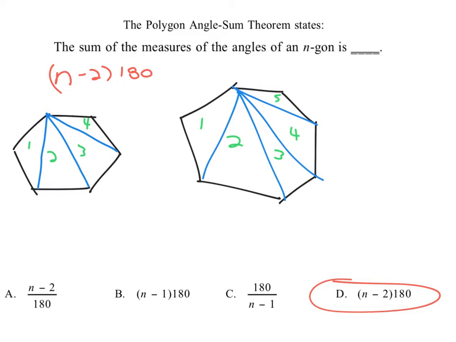The number of triangles you can make, and therefore the number of groups of 180 that you get, is always 2 less than the number of sides. This had 6 sides and there were 4 triangles. This had 7 sides and there were 5 triangles. So you take the number of sides minus 2 and then say I need that many groups of 180. So this becomes your formula. That's why it works.